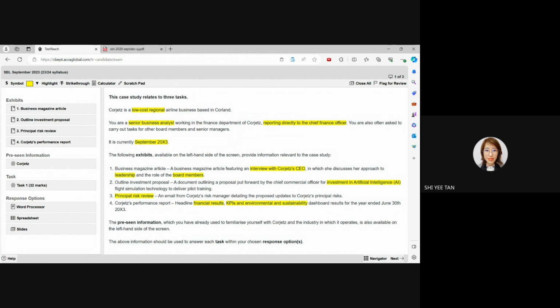So until here, the article is reporting the interview with the CEO. In the interview, she discussed what? She discussed her approach to leadership and the role of board members. So you see a clearer picture. The interview is talking about leadership. Okay, so maybe they want to test you on the topic of leadership, right? And the role of board members. So governance topic. Probably governance topic, right? Okay, now this kind of exhibit description is very good. It tells you in great detail what the article is all about.